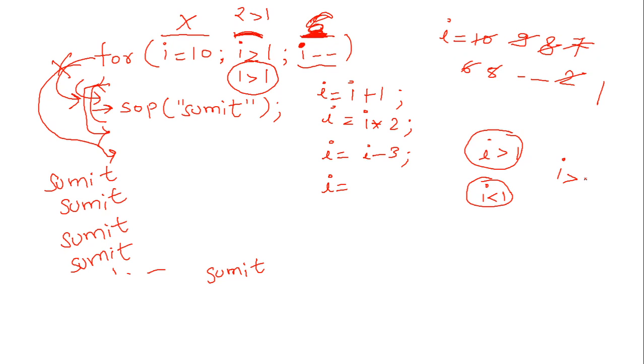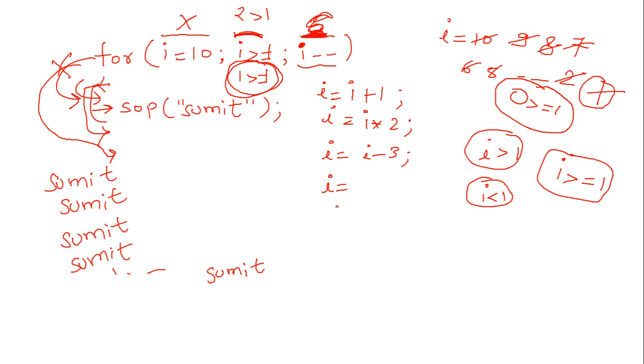I also can write I greater than equals to 1. If I do like that, then if your I value will become 1, 1 is not greater than 1, but 1 is equal to 1. So this time also the condition will become true, so it will execute one more time. But when it is 0, 0 is not greater than or equal to 1, so this time the condition will be false. So there can be n number of conditions, you have to think how to provide them, right? Is it clear to everyone?